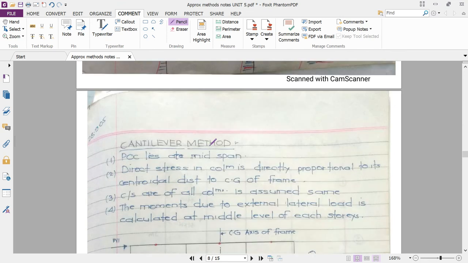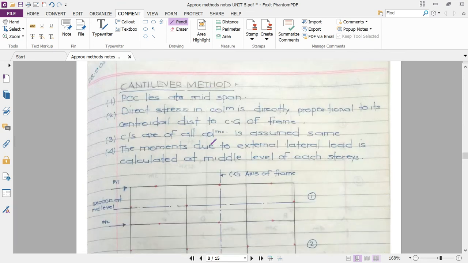So next is the cantilever bay method. This is also similar to the portal frame method. This topic we will start in our next lecture.